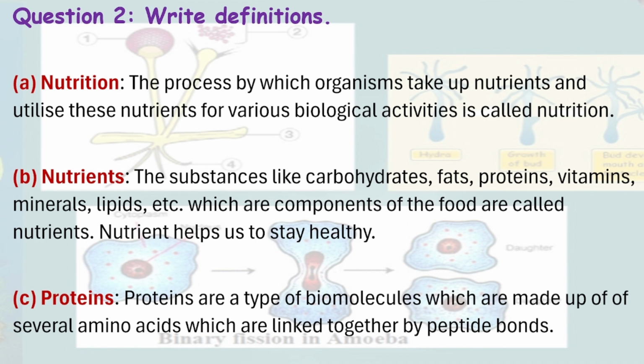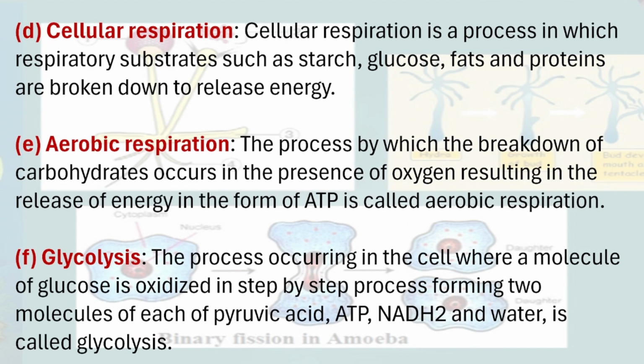C, proteins. Proteins are a type of biomolecules which are made up of several amino acids linked together by peptide bonds. D, cellular respiration. Cellular respiration is the process in which respiratory substances such as starch, glucose, fats and proteins are broken down to release energy. E, aerobic respiration.